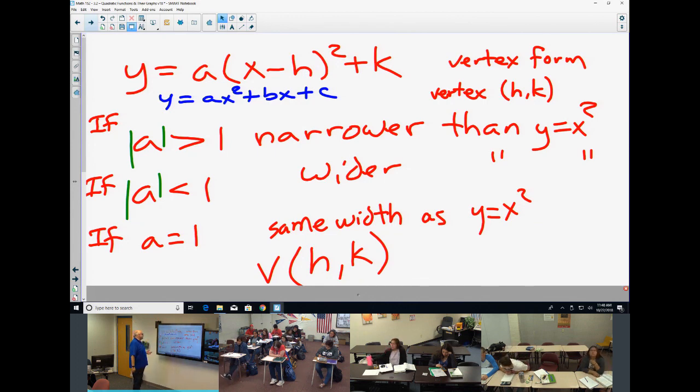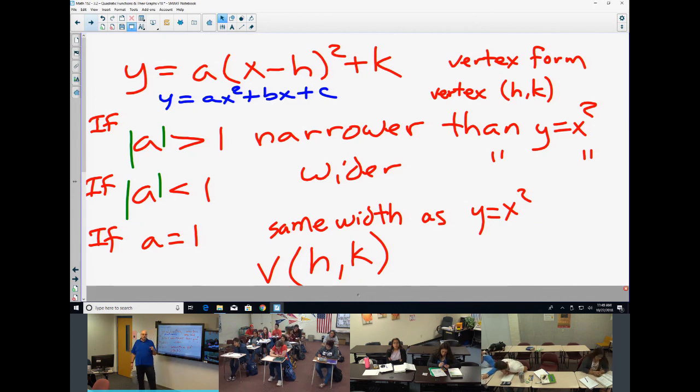And then if the absolute value of a is less than 1, it's going to be wider because it's going to go up slower. So if I have y equals 1/2 x squared, then it's going to be wider than y equals x squared. And then if a equals 1, then it has the same width as y equals x squared.